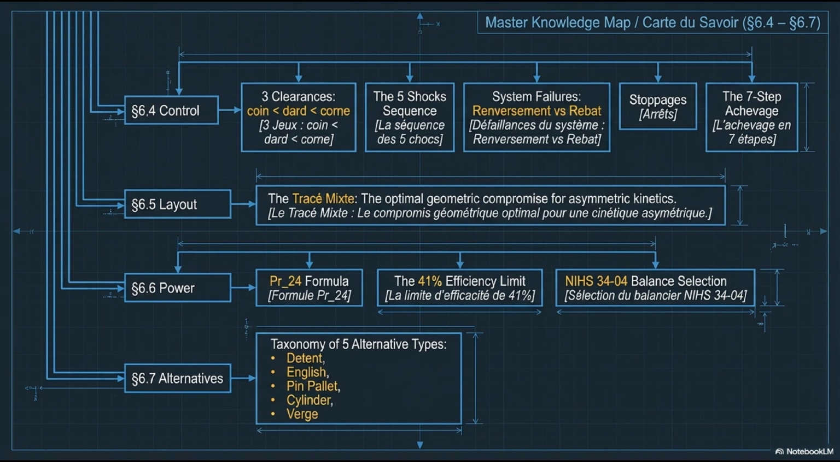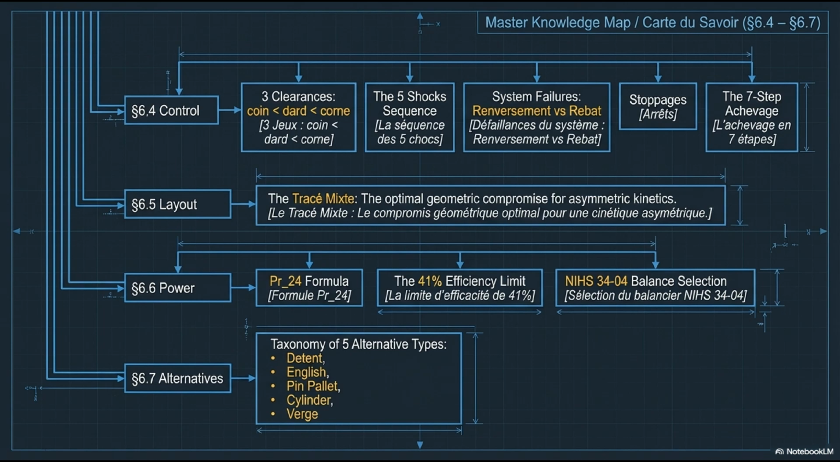The 5 shock sequence: unlocking, pallet impulse start, balance impulse start, drop, the loudest, and banking. 3 sound groups for oscillogram analysis. System failures, renversement versus rebat, failure of position versus failure of energy, different causes, different corrections. Primary protection via the dart, secondary via the horns.